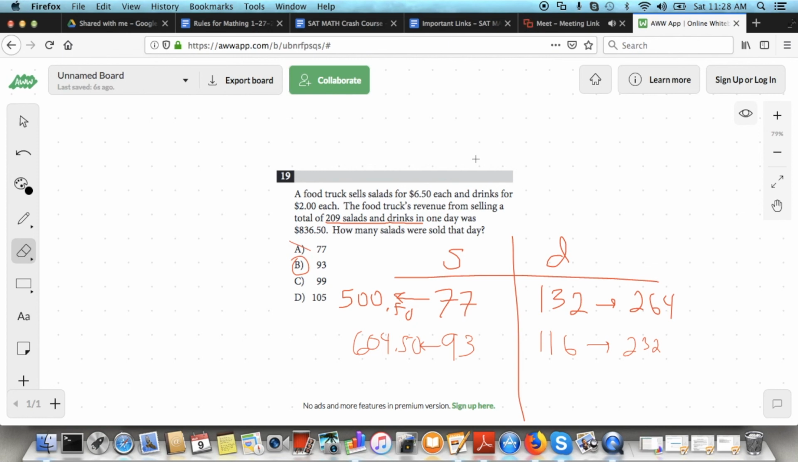Questions about this? It's still not cheating. I'm a little confused. Yeah, go ahead. How did you get the number of drinks from the number of salads? Because the question says the food truck's revenue from selling a total of 209 salads and drinks. So we know when we add them up, we get 209. Okay, I think I get it.